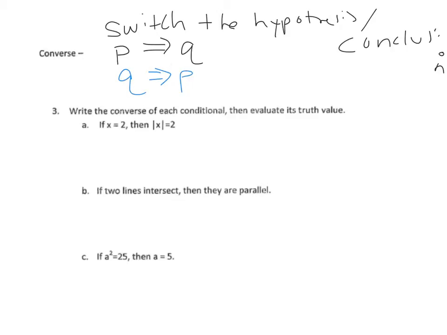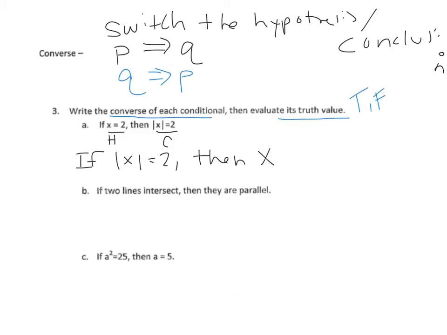So the first one, write the converse of each conditional and then evaluate its truth value. Truth value means to figure out if it's true or false. So to write the converse, x equals 2 is the hypothesis. The absolute value of x equals 2 is the conclusion. So I'm going to flip-flop these. It looks like this. If, now the conclusion, the absolute value of x equals 2, then x equals 2. So now we have to figure out if that's true or false.